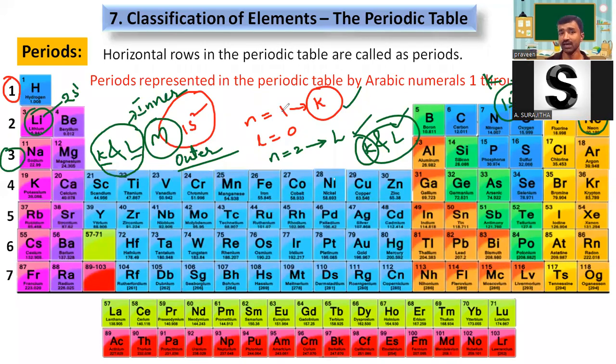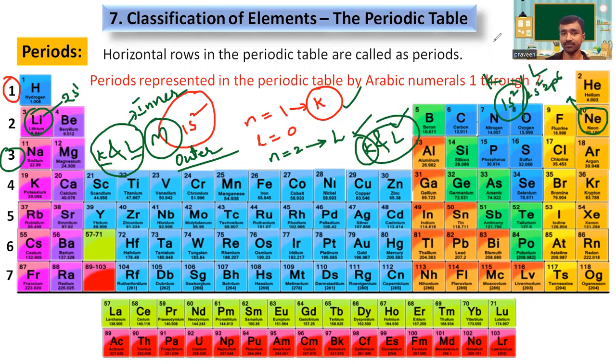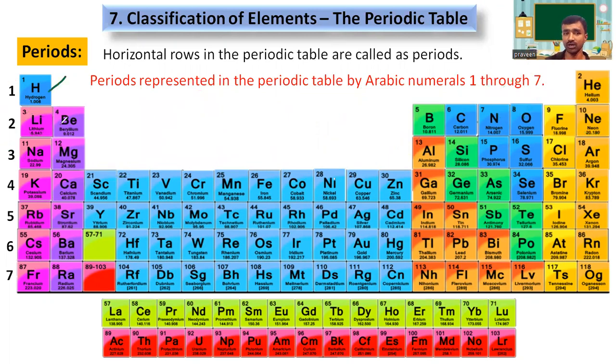So any period consists of more than one main shell, except the first period. The remaining periods all have a minimum of 2 or more main shells, right? So you need to keep that in mind. So here we got the shells information, right?